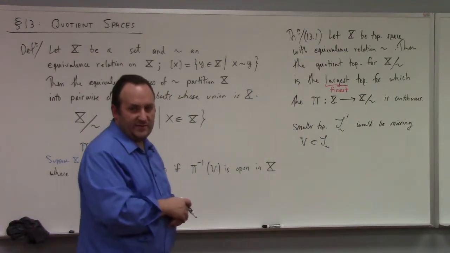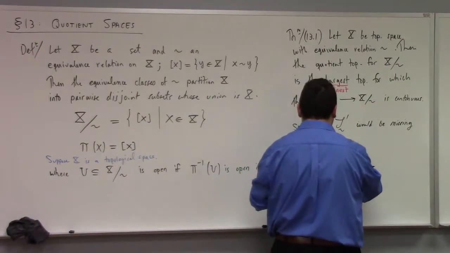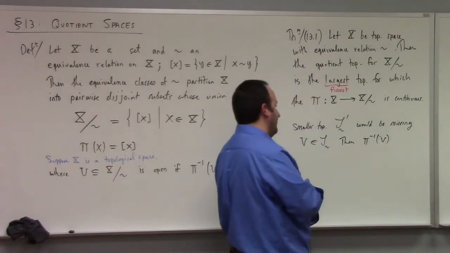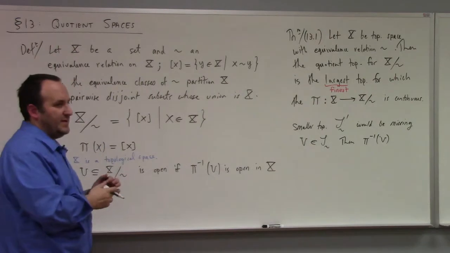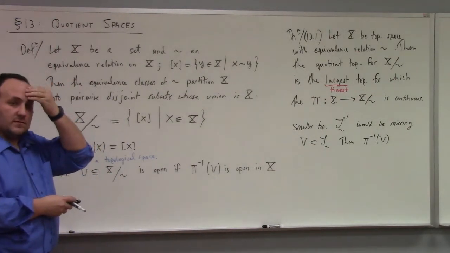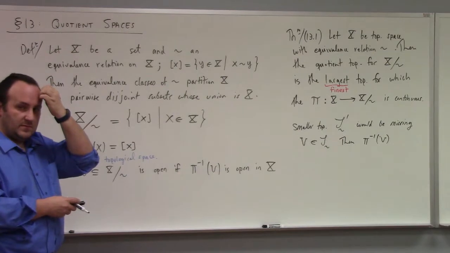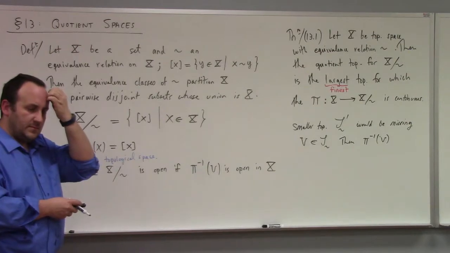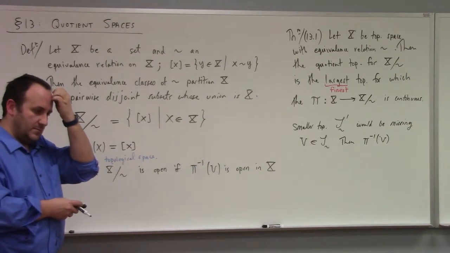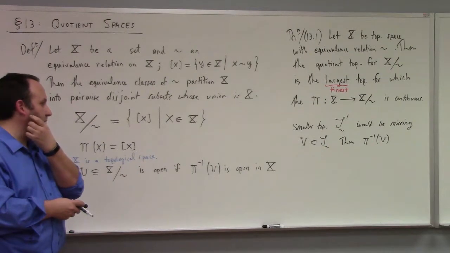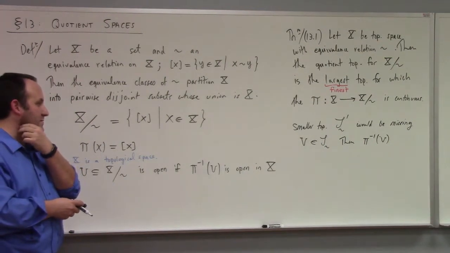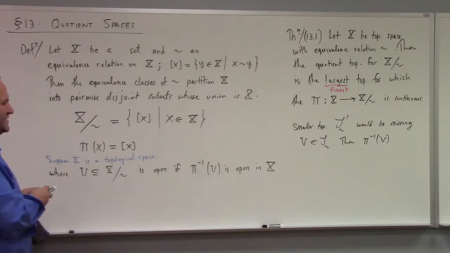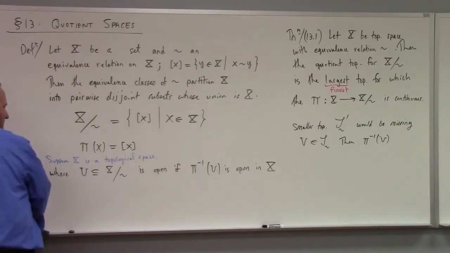And yet V is still, pi inverse of V. Well, that's an open set by assumption. But V is not open. This is not quite the right logic here. I'm sorry. I don't know. What's wrong with me? Can you guys think of how to say this?